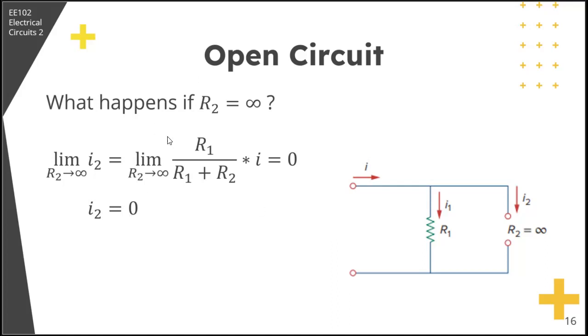Now, this solution I showed you is mathematical, but actually it is more obvious if you just look at the circuit. I2 is equal to 0 because it is an open circuit, so there is no path for the current. And if there is no path there, then all the current passes through here. So in short, I2 is equal to 0 and I1 is equal to I. Okay?